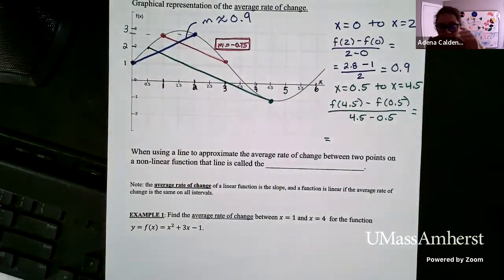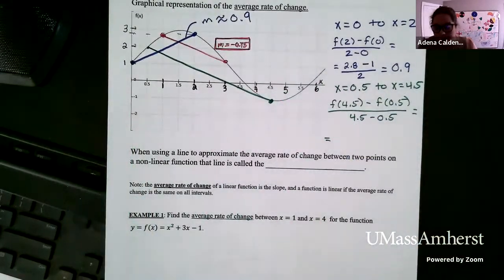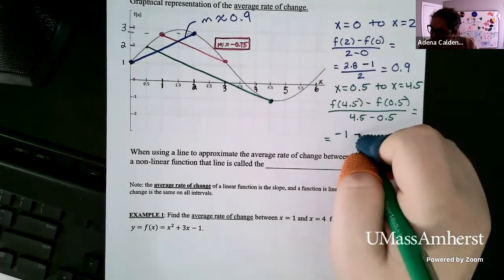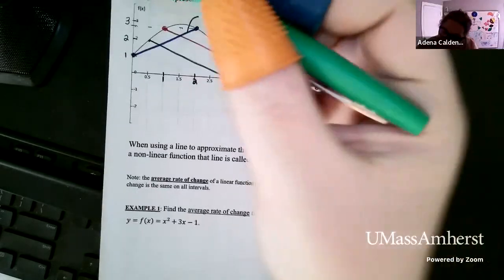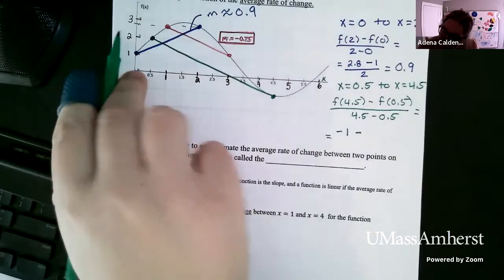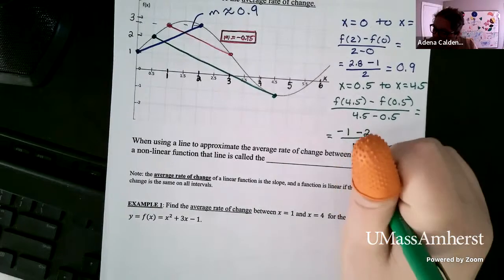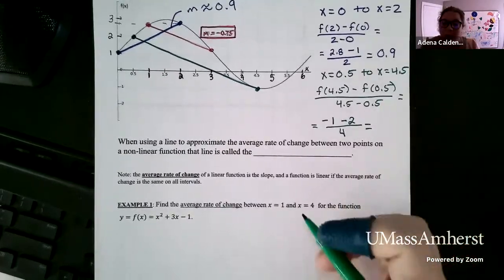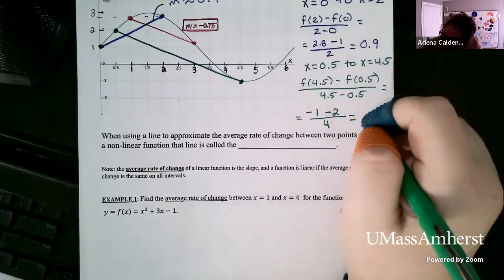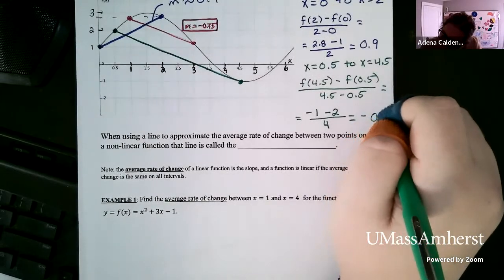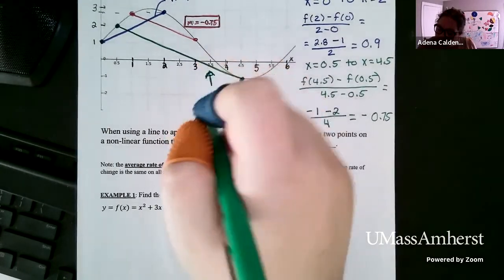So f of 4.5 means that we are going to our 4.5 and we are coming down and looking at the value. To me, that looks like -1 minus 0.5. We come over here, we're going to go up until we touch the graph. That looks like it's right about 2. And then on the bottom, we have 4.5 minus 0.5, which is 4. So be really extra careful with negative numbers. If you're more comfortable using your calculator to double check, that's fine. And so here, when we crunch this number, we get -0.75. Okay, so here we are expecting a negative number, we got a negative number, so that's good.